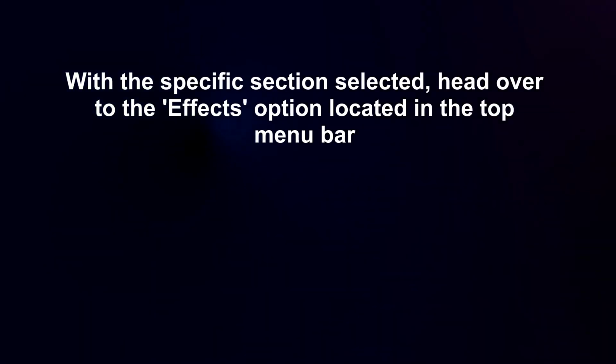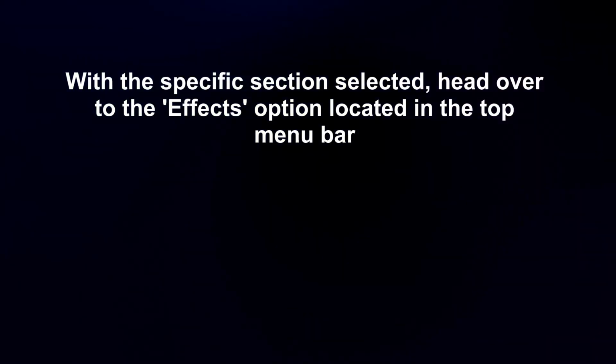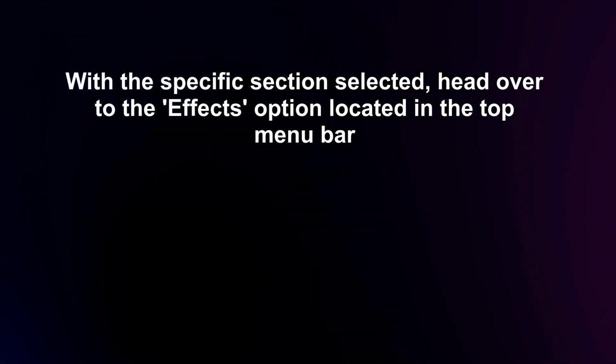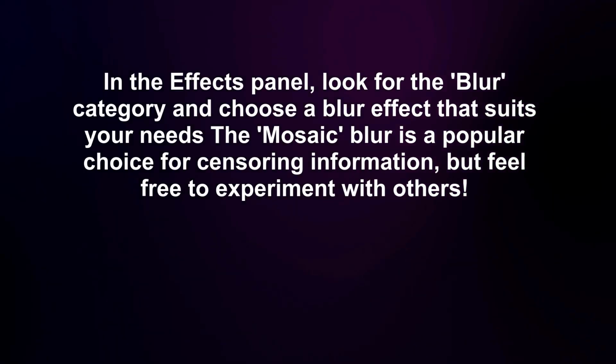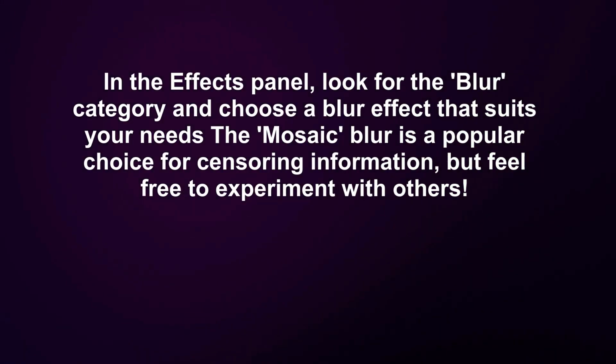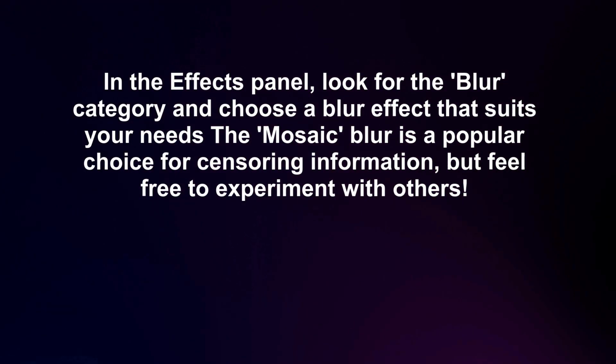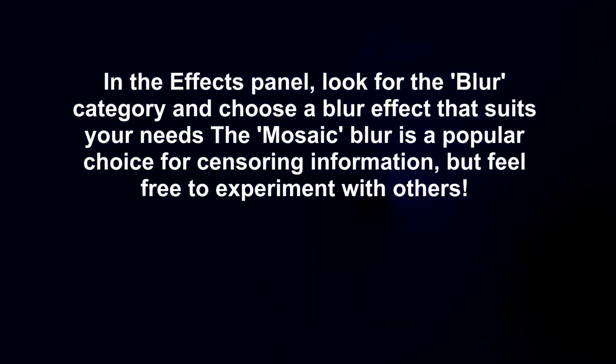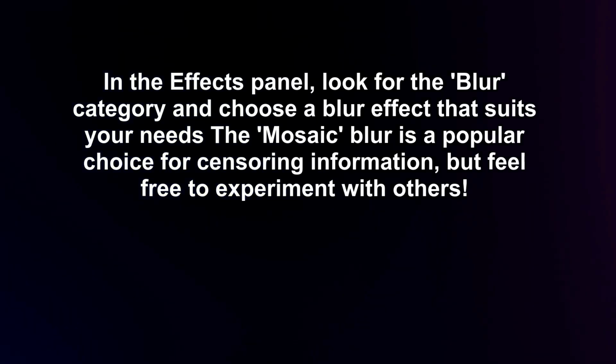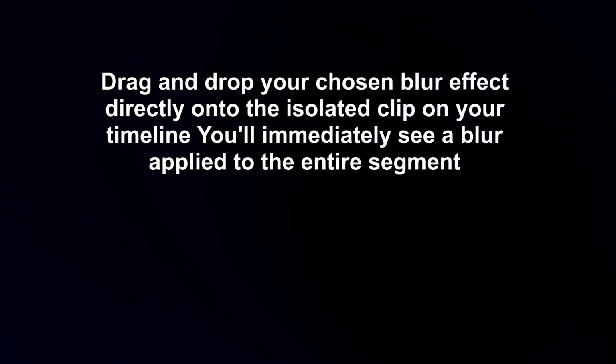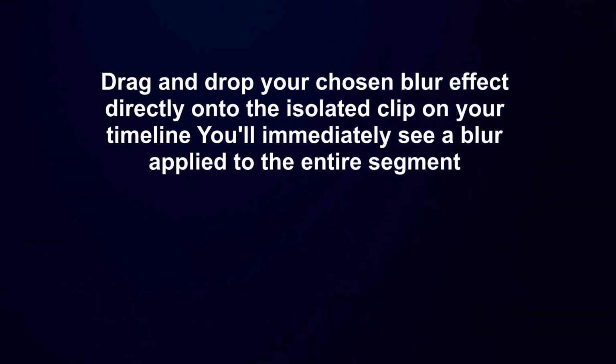With the specific section selected, head over to the Effects option located in the top menu bar. In the Effects panel, look for the blur category and choose a blur effect that suits your needs. The mosaic blur is a popular choice for censoring information, but feel free to experiment with others. Drag and drop your chosen blur effect directly onto the isolated clip on your timeline.